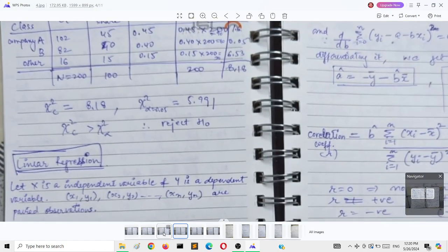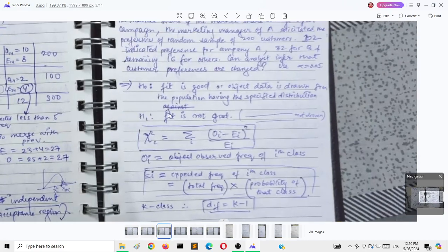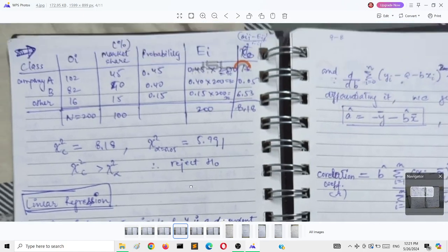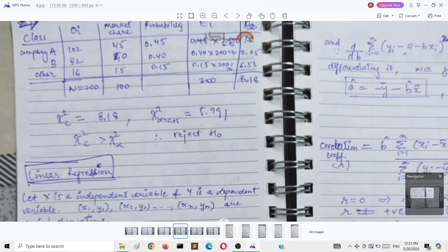So the conclusion is that this particular null hypothesis was false, and the alternate hypothesis is true. The null hypothesis says the fit is good and the observed data is drawn from the population having the specific distribution, right? This is false, and the fit is not good is the true case. This is how we use the chi-square test for this goodness of fit test, right? Here only we will have a different table, otherwise in the previous two cases we have the same table. Thank you so much.